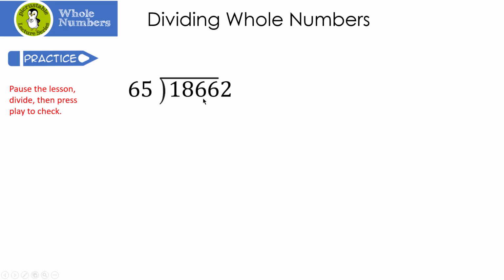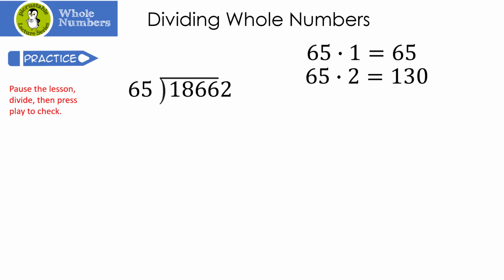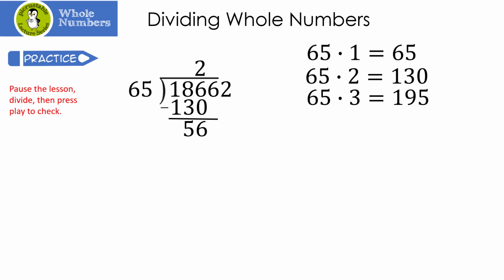This is when we start our multiplication. 65 times 1 is 65. 65 times 2 is 130. 65 times 3 is 195. 195 is too big, so we're going to put the 2 right here, and we're going to subtract 130. Since 0 is the last digit I am subtracting, the 2 has to be straight above it. When we subtract 130, we end up with 56. We're going to bring down our 6, and once again, we start all over.